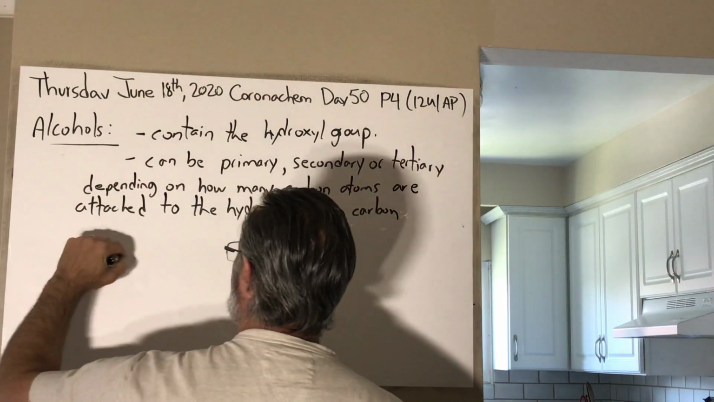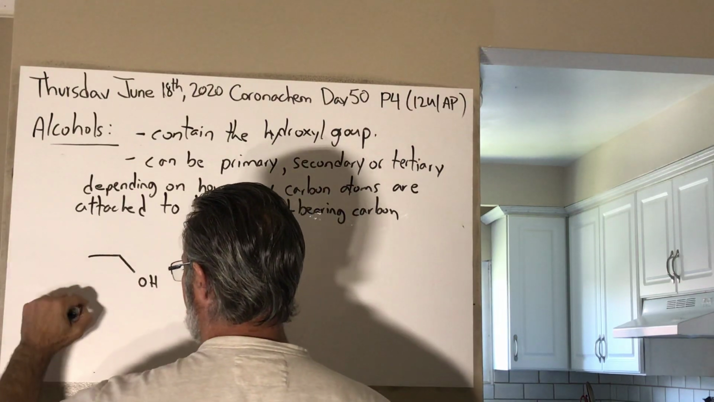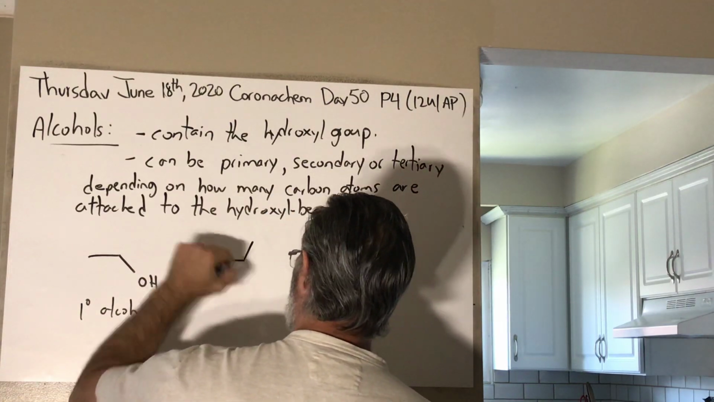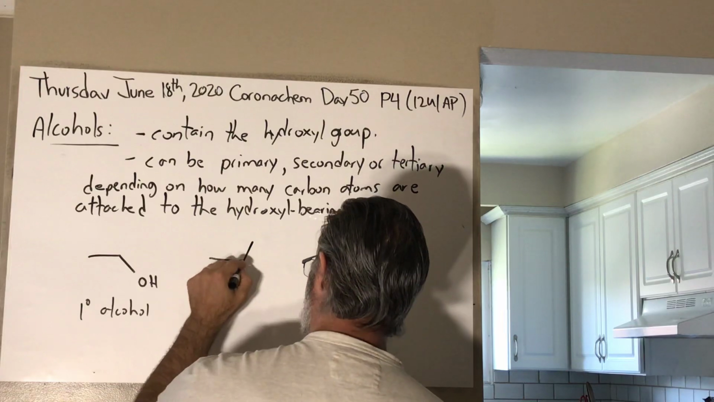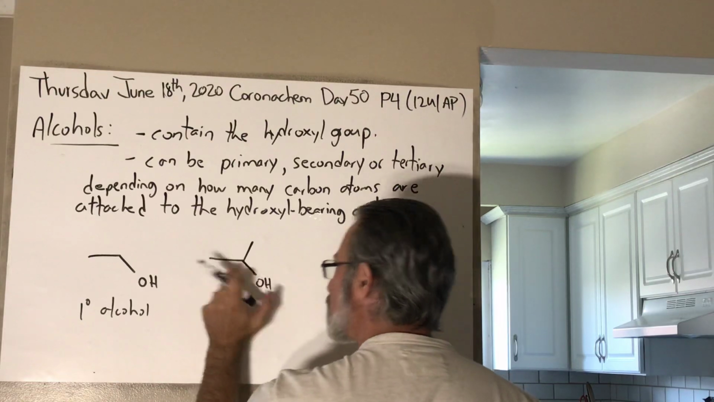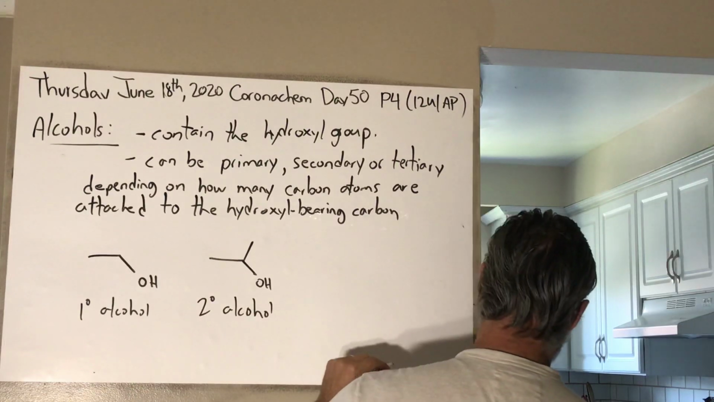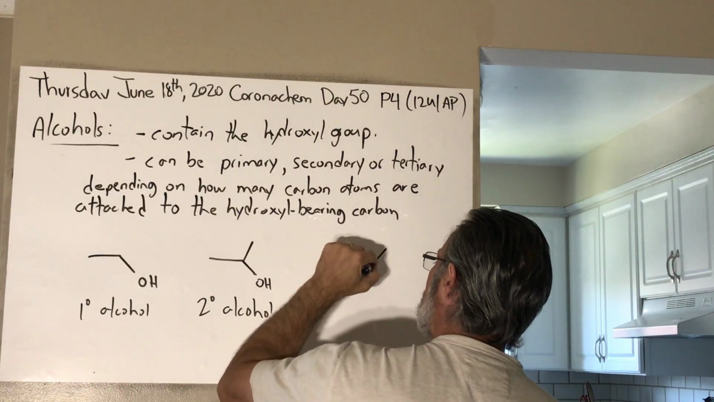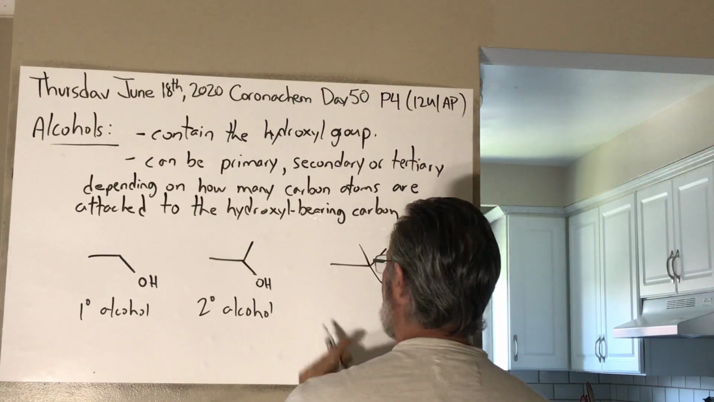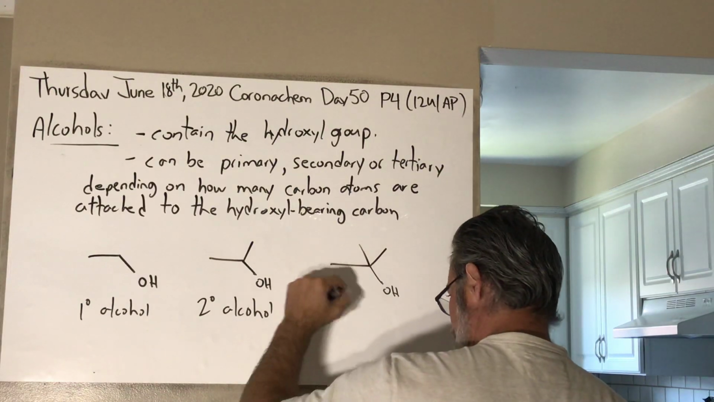Okay, so here's a primary alcohol. Here's the hydroxyl bearing carbon, and there's one carbon atom off it. This is a primary alcohol. Here's a propane molecule, but if you have an OH attached to the second carbon, that carbon which bears the hydroxyl has two carbons attached to it. That's a secondary alcohol. And here is another one, methyl propanol, but if I stick an OH on that second carbon, now there's three carbons attached to that hydroxyl bearing carbon. That's a tertiary alcohol.